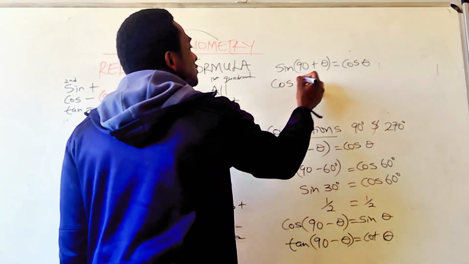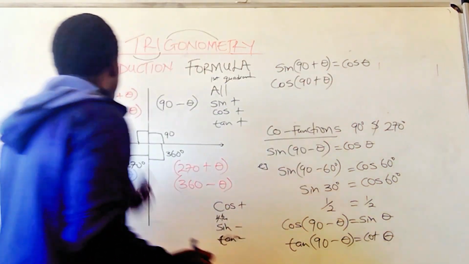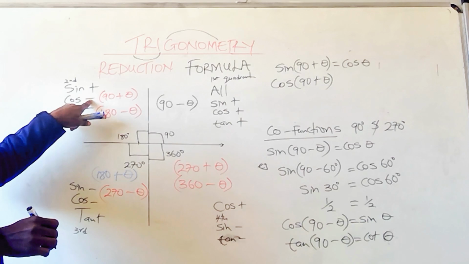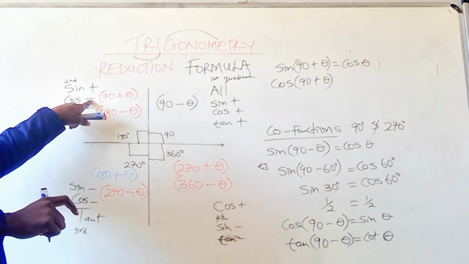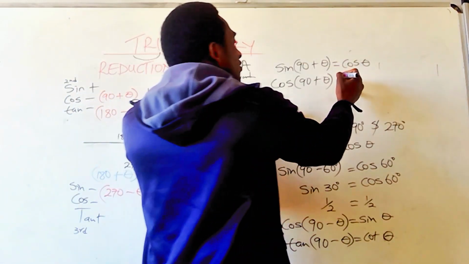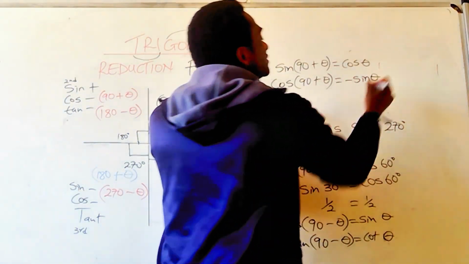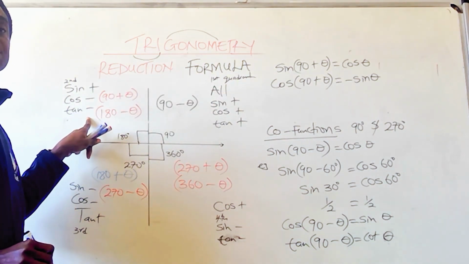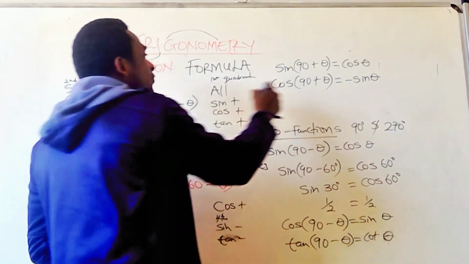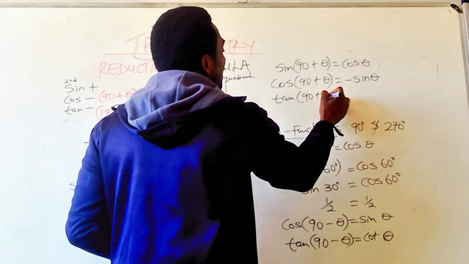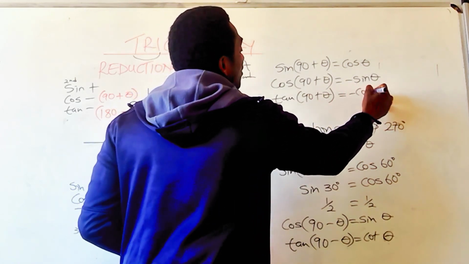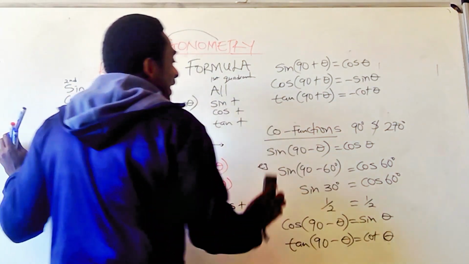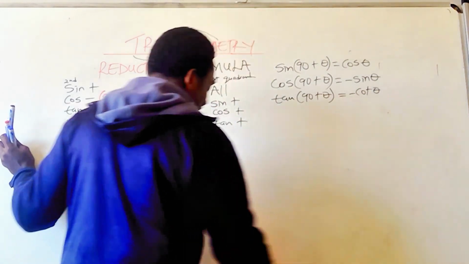If I have cos of 90 plus theta, cos is negative on this quadrant. So your answer will be the sine of the original. It is also a cofunction of sine, but it will be negative sine theta, because cos, the original, has a negative value coming into the next quadrant. Likewise, if we look at tan of 90 plus theta, it becomes negative cos theta, because tan is negative on the other quadrant. Now, lastly, let's look at the 270s.